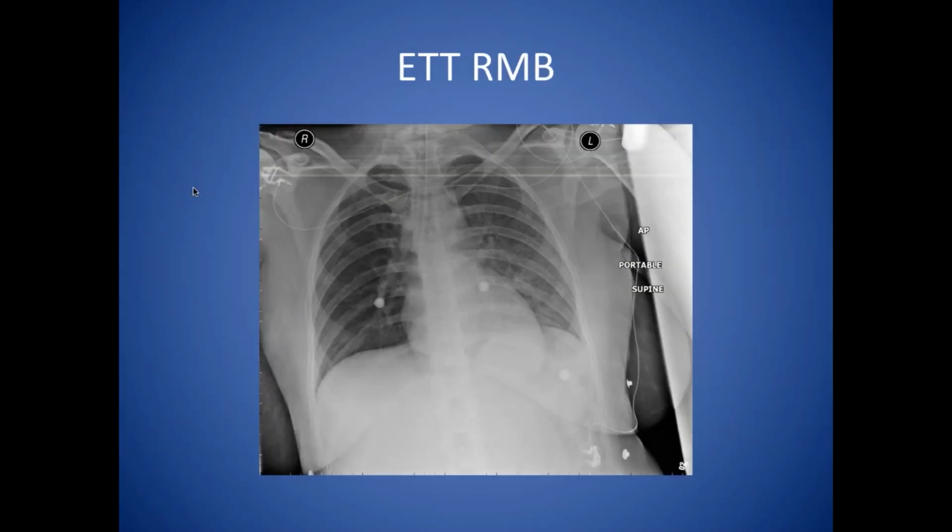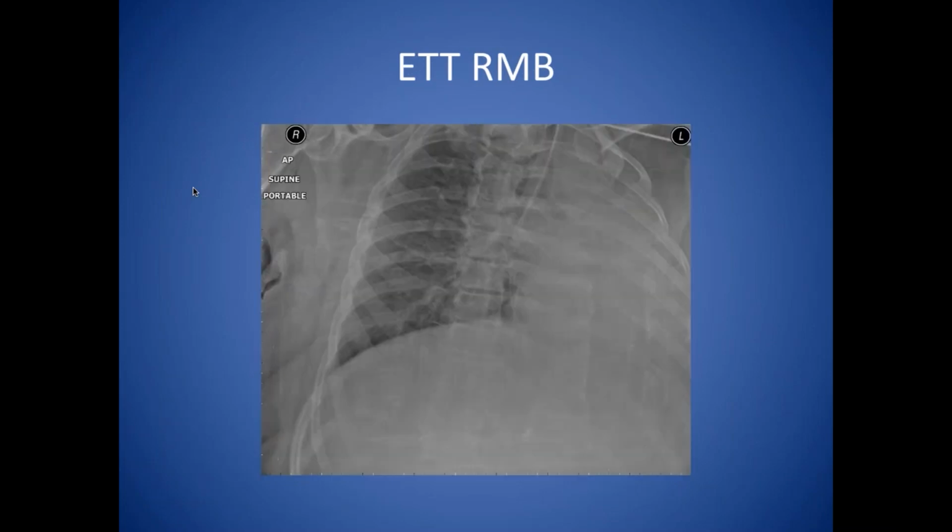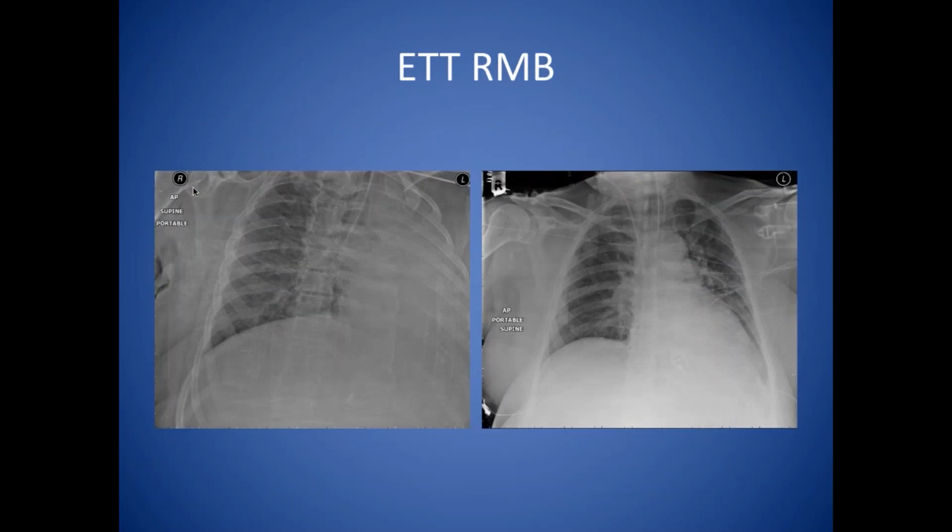Yet another example, this time it's in the right main bronchus, the right lung looks normal, but the left lung is starting to retain secretions and becoming denser as it starts to collapse. Here is the fulminant collapse with an endotracheal tube deep down in the right main bronchus, and this has led to collapse. Shortly after the tube was retracted, the chest X-ray looks a lot better.